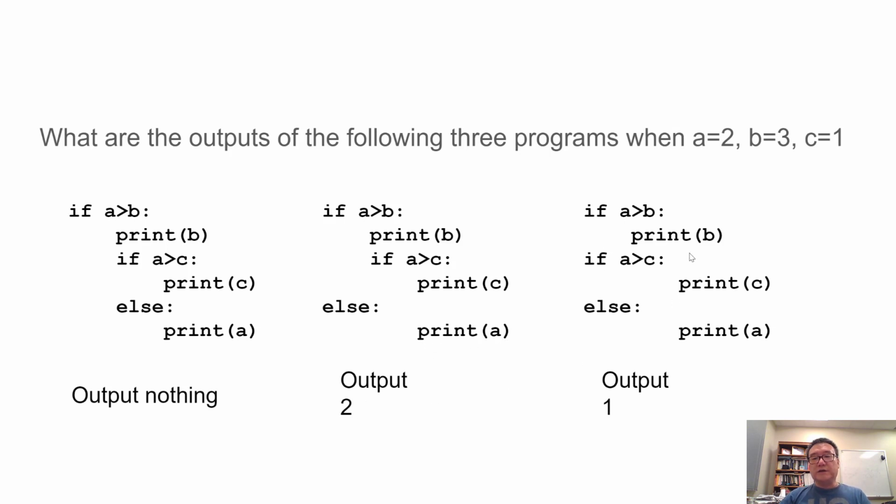And here, because this if is here, this starts a new statement. So this if doesn't have an else branch and starts a new if statement. Because A is greater than C, this part gets executed. So print C got executed, and we see a result of 1.